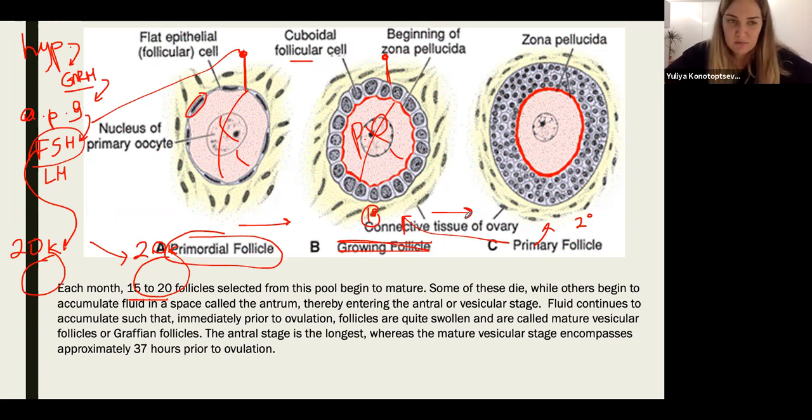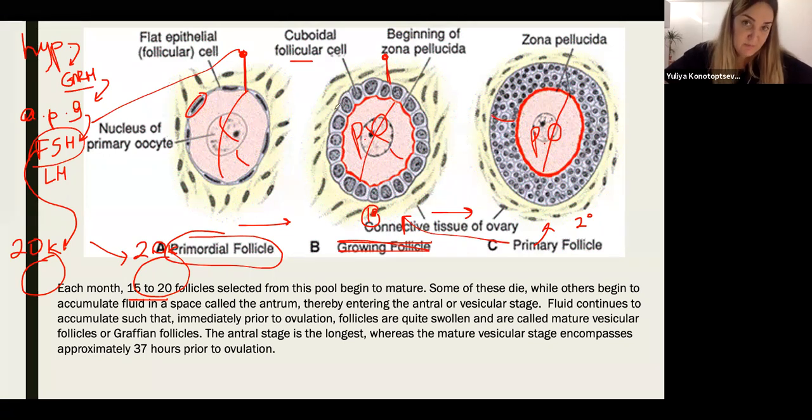So what are the changes? Again, inside, no changes. Still, it is a primary oocyte inside. But you can see that the follicular cells are no longer simple cuboidal. You see that there are several layers of them here. So they're actually stratified cuboidal follicular cells.